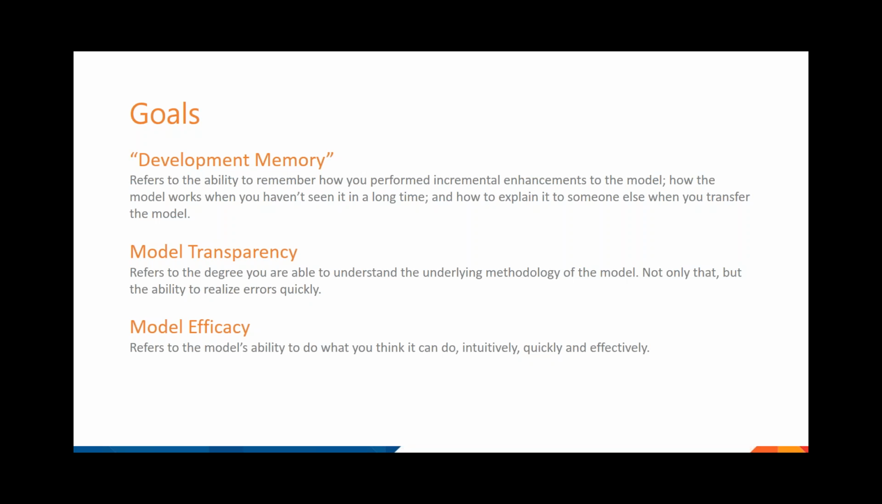We also need to have model transparency. That means we need to be able to show someone the underlying methodology of the model. And we need to be able to see the errors quickly. So we can't just wish those errors didn't happen. We can't just move them off somewhere else. We need to be able to see them when they happen so that we're able to tackle them and get rid of them. And finally, as a product of both of these, we need to have model efficacy.